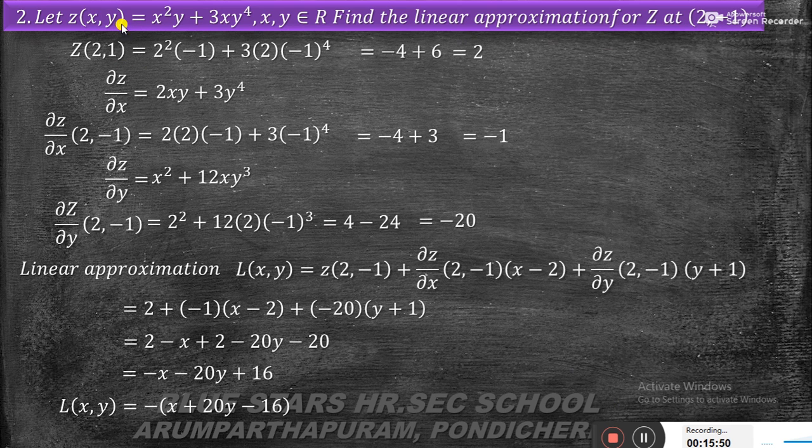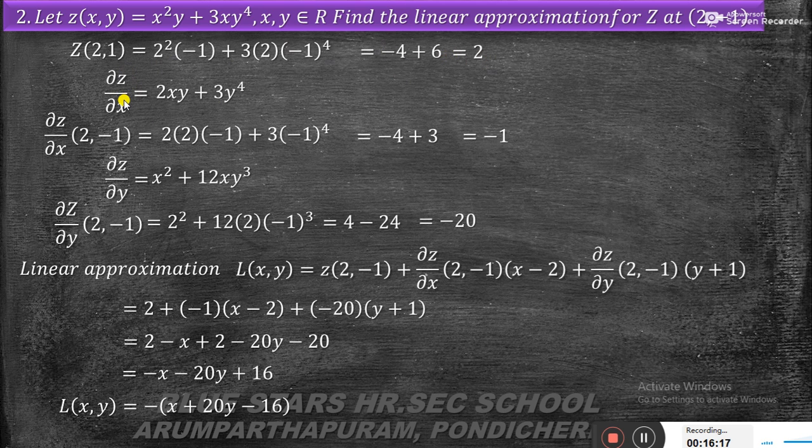So this is the given function: z of x comma y equals x squared y plus 3xy to the power 4. Now I substitute the point 2 comma minus 1. So z of 2 comma minus 1, where x equals 2, y equals minus 1. So 2 squared into minus 1 plus 3 into 2 into minus 1 to the power 4. That means 4 times minus 1 is minus 4, and minus 1 to the power 4 is 1, so 3 times 2 is 6. Minus 4 plus 6 is 2.